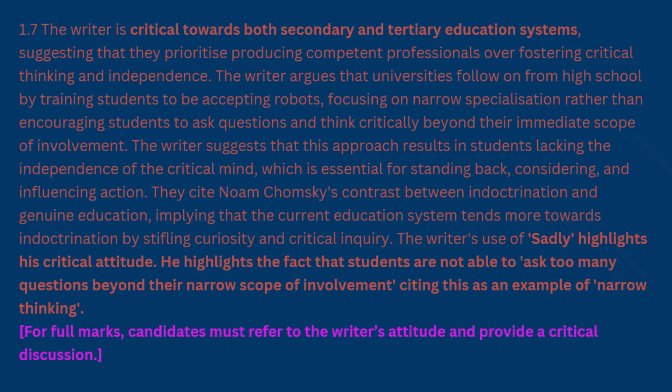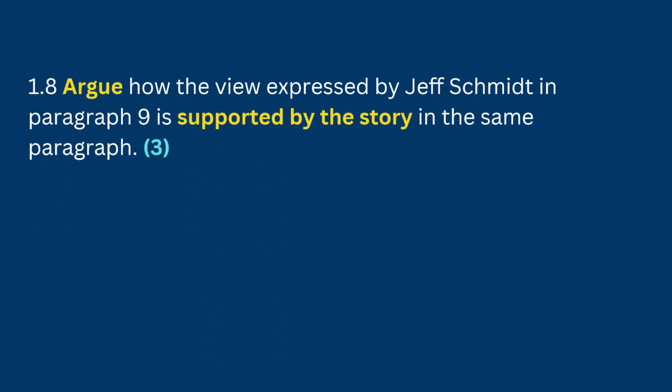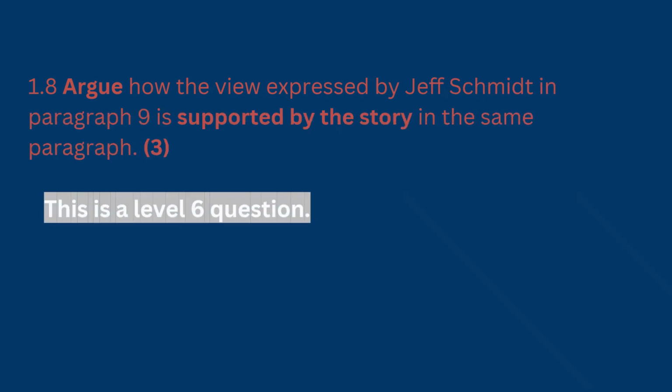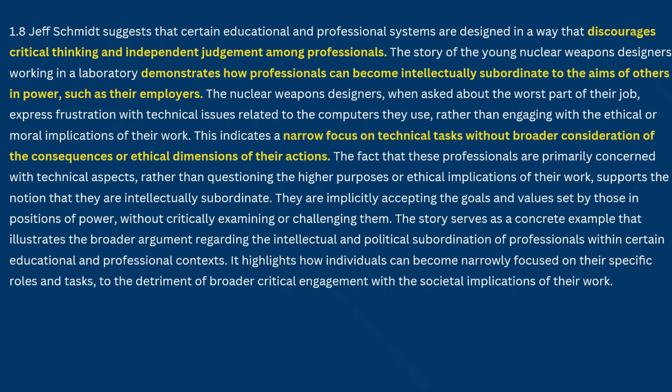So there you have it. Moving on to question 1.8. Argue how the view expressed by Jeff Schmidt in paragraph 9 is supported by the story in the same paragraph for 3 marks. Now, an argue question requires for you to do a bit of synthesis, and therefore this is a level 6 question. Obviously, when it comes to higher order questions, you are expected to create a higher order answer. So here's the model answer.